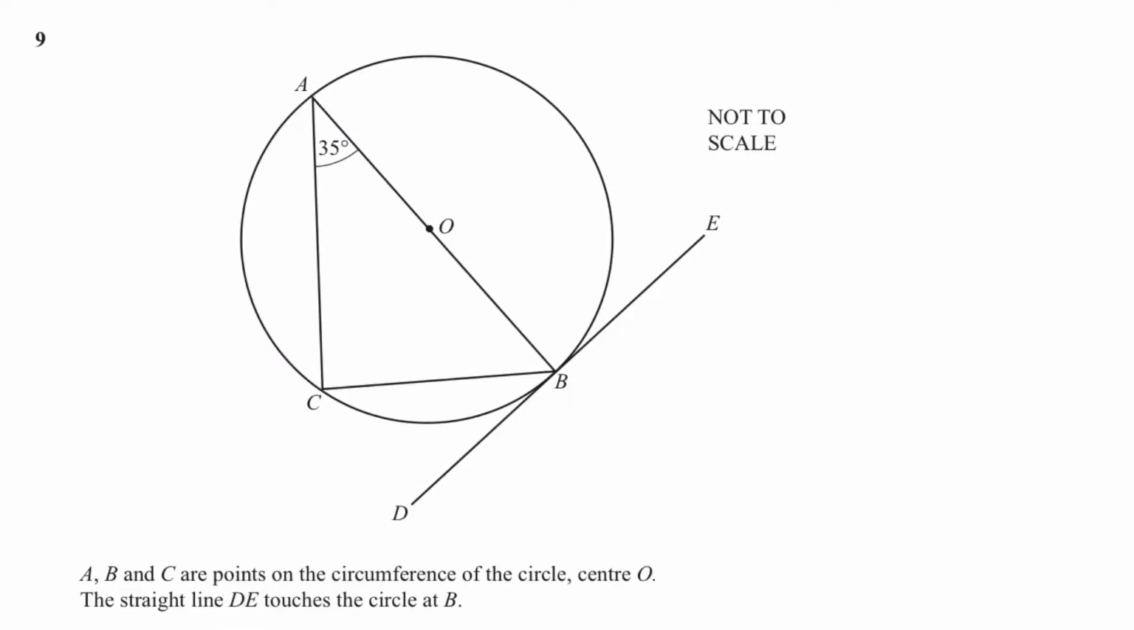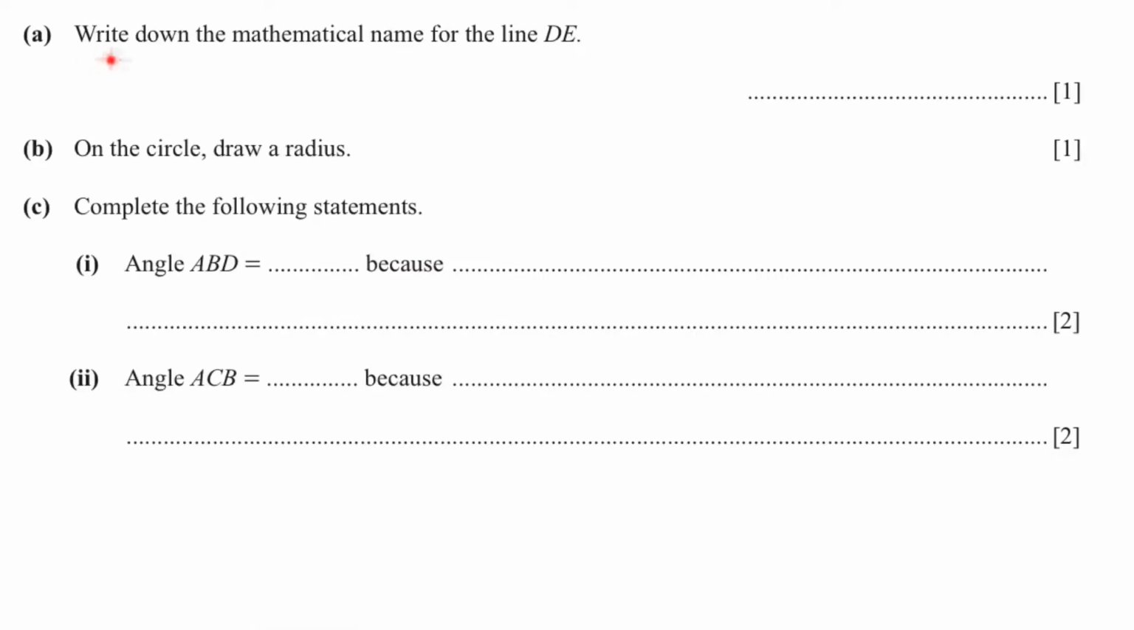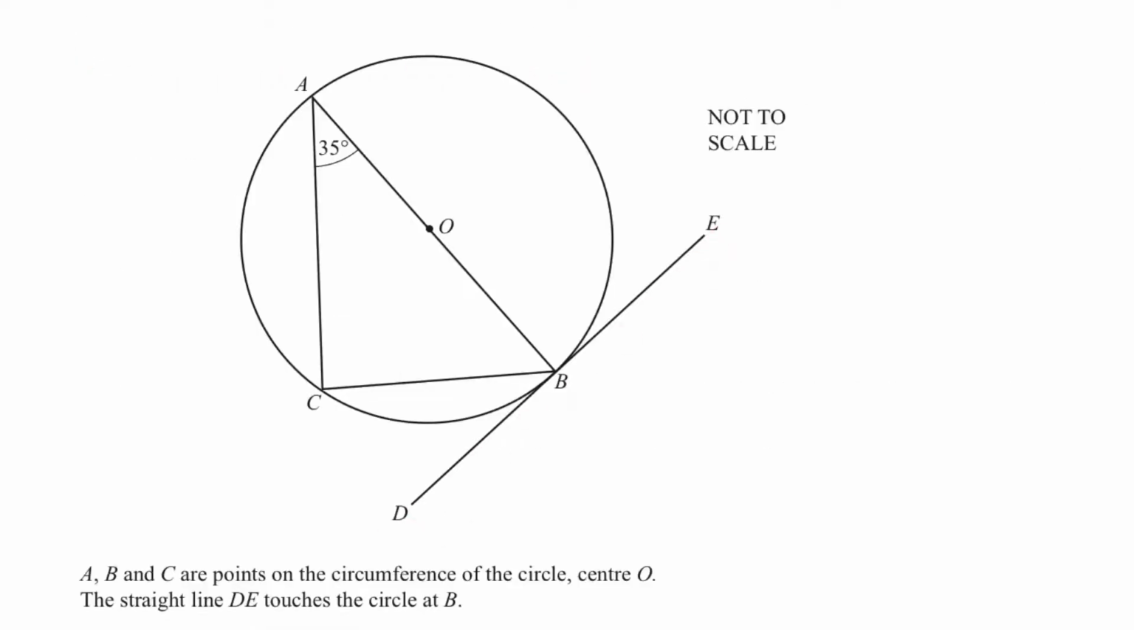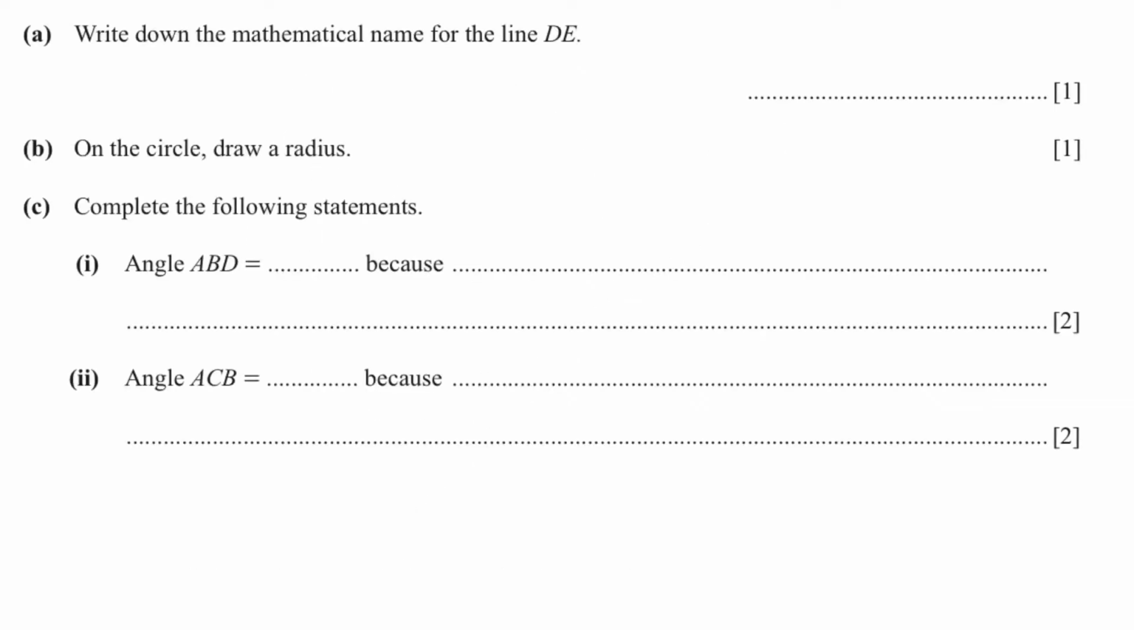Question number 9. We have been given a circle, a triangle inside the circle, and a line touching the circle. So the straight line DE touches the circle at B and center O. The first question, write down the mathematical name for the line DE. DE touches a circle at one point. Whenever a line touches the circle at one point, it is called a tangent.